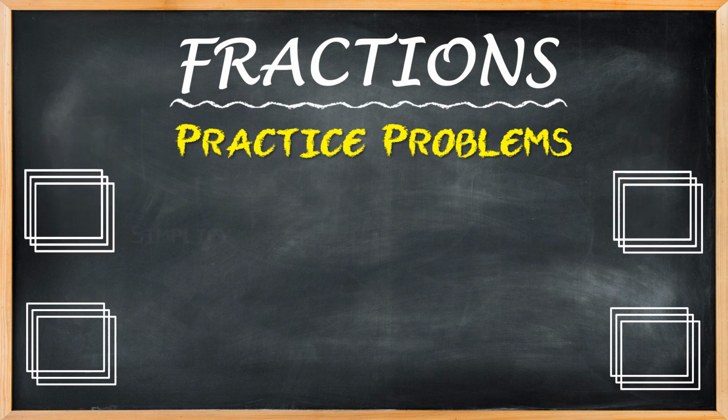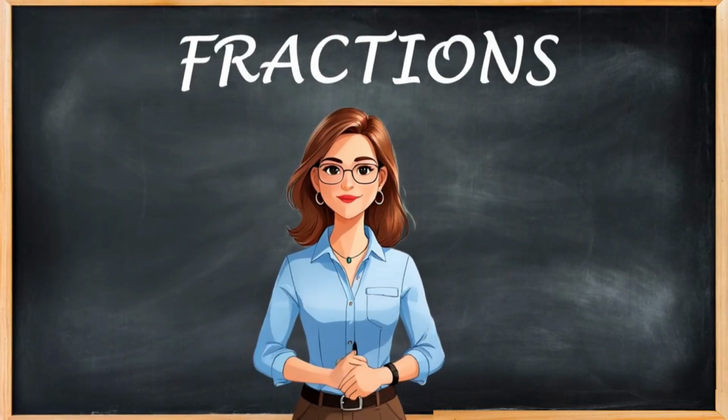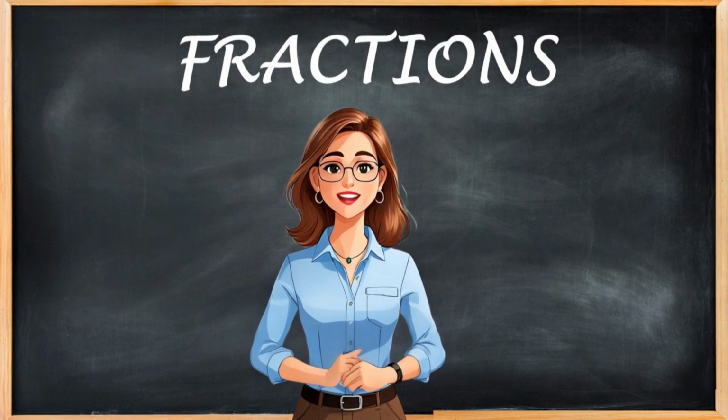Problem 2. Simplify 45/60. Solution. The GCF of 45 and 60 is 15. Divide both by 15. 45 divided by 15 over 60 divided by 15 equals 3/4. How did you do? Don't worry if you got stuck. Just rewind and try again.